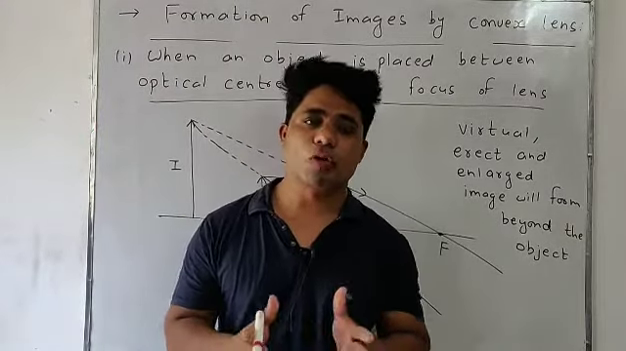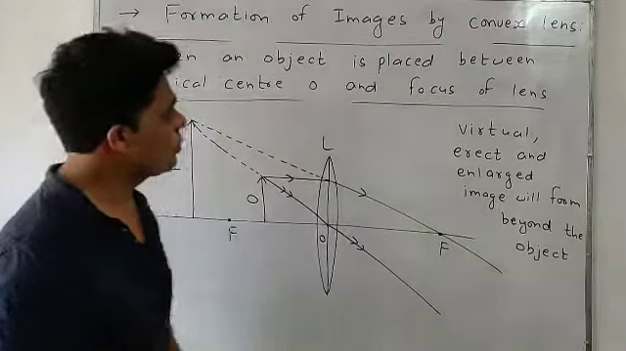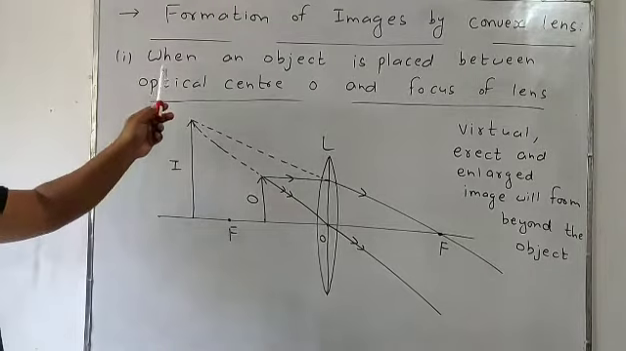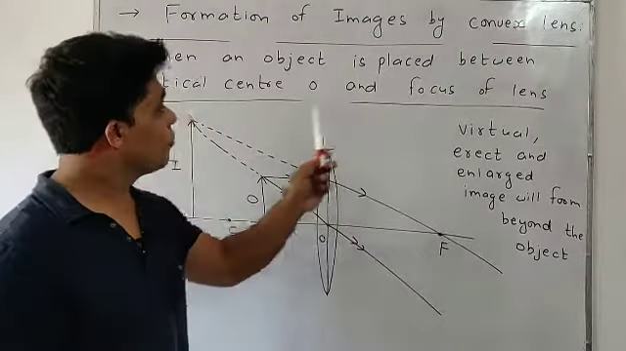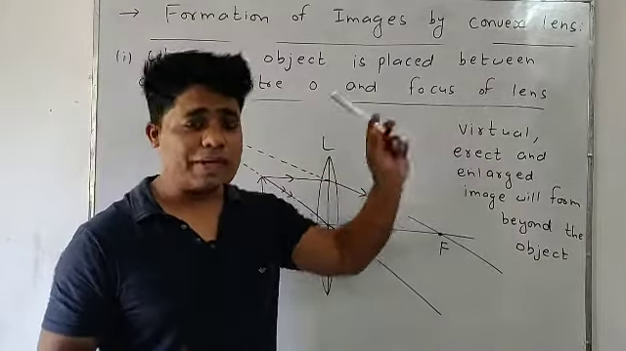Today we will discuss the formation of images by a convex lens. Okay, so let's start the first case. Our first case is, what? When an object is placed between the optical center O and the principal focus of the lens.